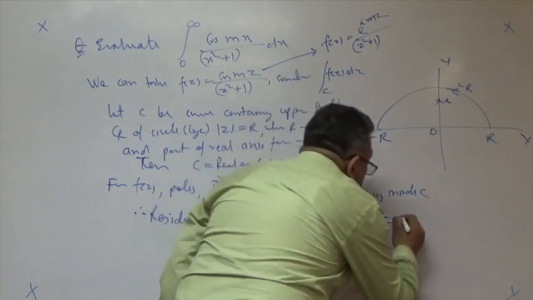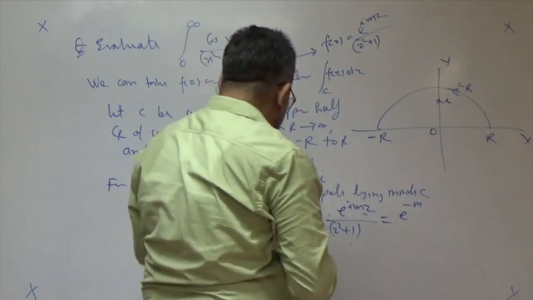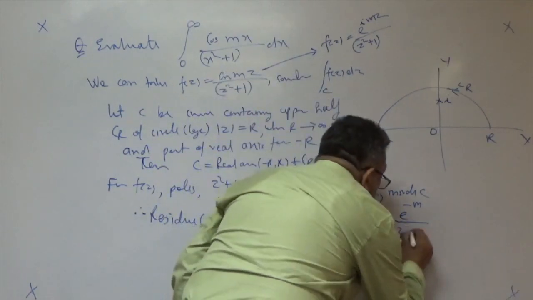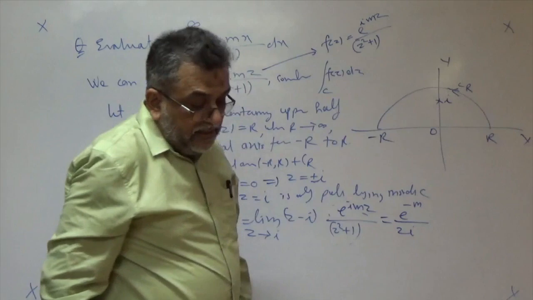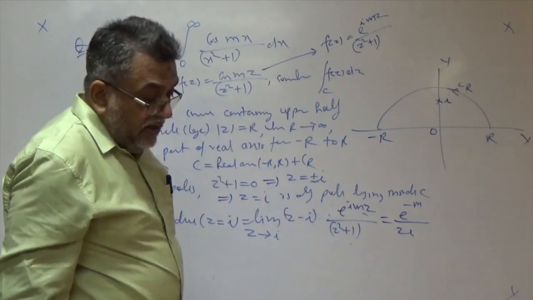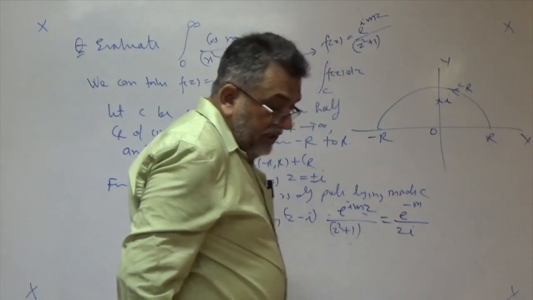If we put the value z equal to i, then e to the power minus m, and from here the denominator is 2i. z minus i cancels out. This is the value of the residue at this point.